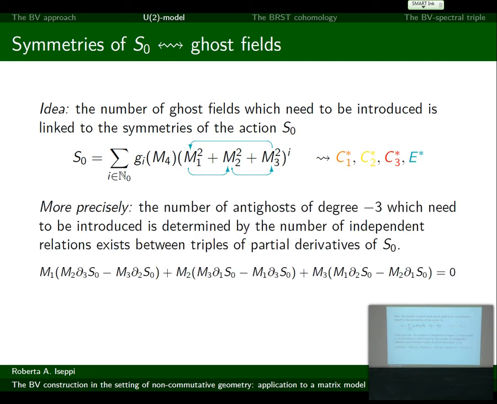Again, a little more precisely, we can say that the number of anti-ghosts of degree -3 is related to the number of independent relations existing between triples. This time we have to consider triples of the partial derivatives of the action S0. So we have to introduce only one anti-ghost of degree -3, and this time the parity is 1. So this is a Grassmannian variable.